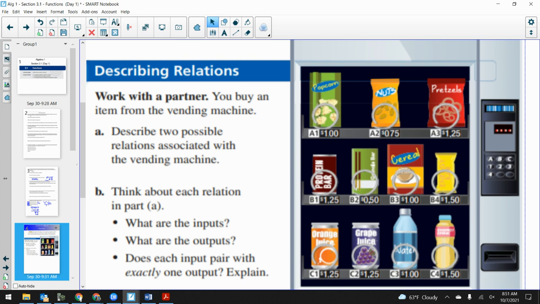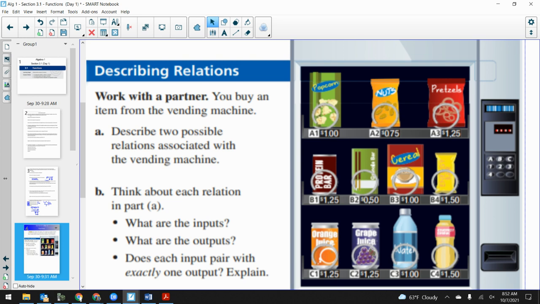For example, I input the number and letter. Is it going to give me two different things? No. Unless I shake the machine real hard, right? It's only going to spit out one thing to me. Now, what if I input just the letter A? What are the possible outputs? Popcorn, nuts, or pretzel, right? Because aren't those all three A's?